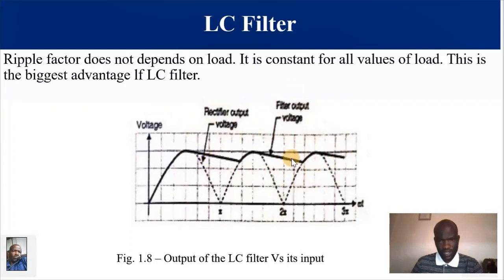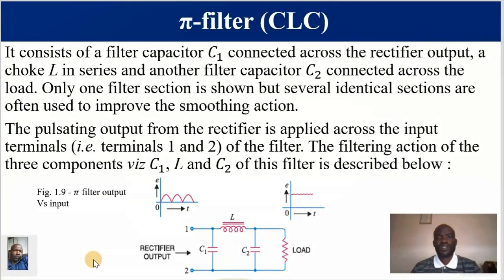The bold line represents the filter output voltage, while the dotted lines represent the output of the full wave rectifier. A look at the pi filter. A pi filter has the shape of pi, which is this, and these two capacitors. So it is made up of C, L, and C. This is the output of the rectifier.